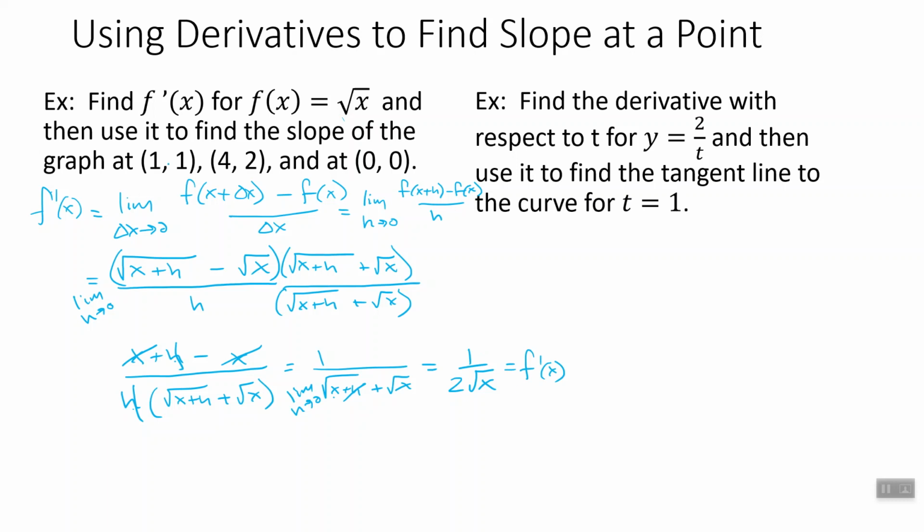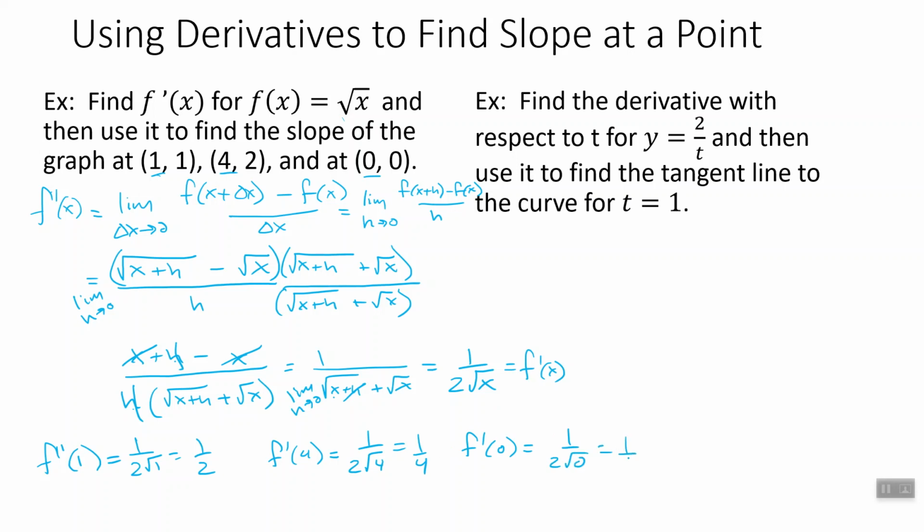All right, so now we can just plug in the x values to get our slope. So to get the slope at 1, 1, we do f prime of 1, which is 1 over 2 times the square root of 1, or just 1/2. If we want f prime at 4, well, that's 1 over 2 times the square root of 4. Square root of 4 is 2. We get 1/4.